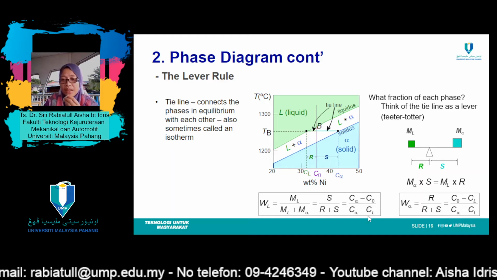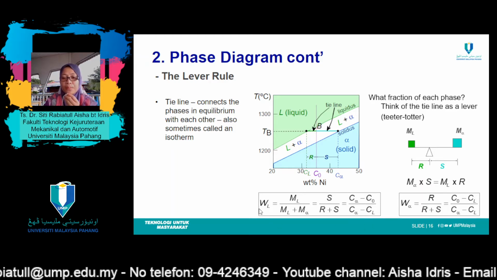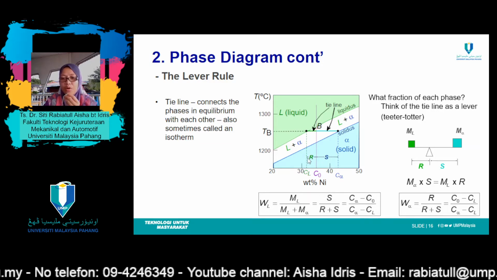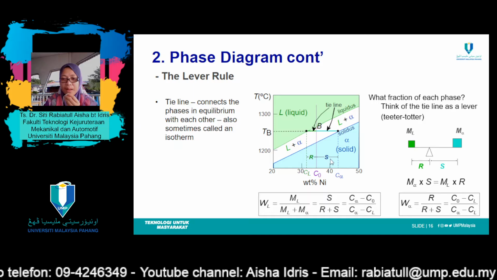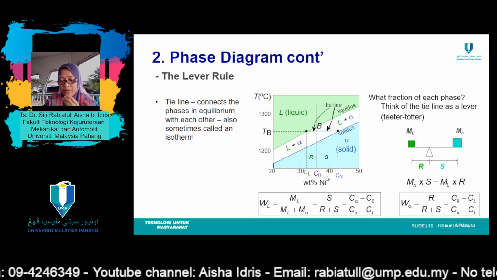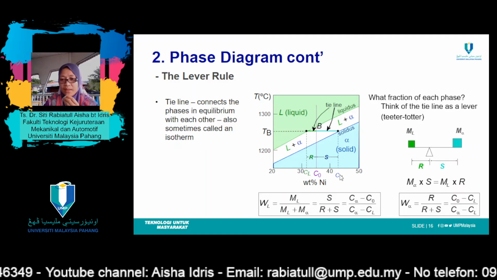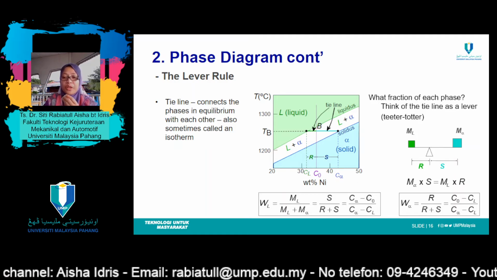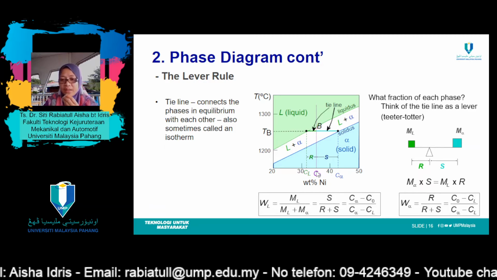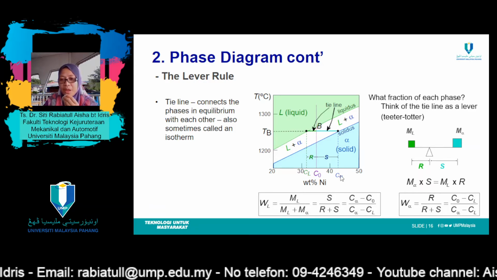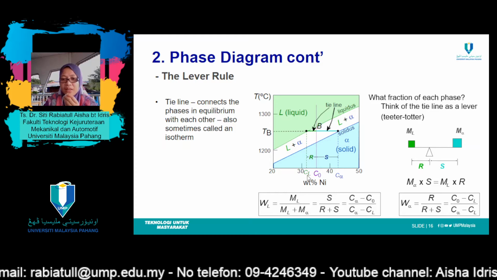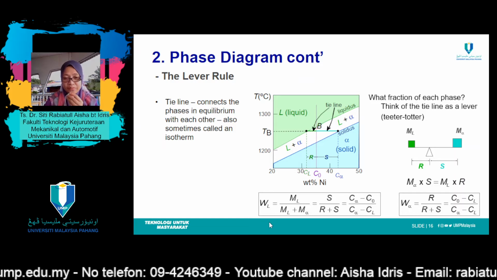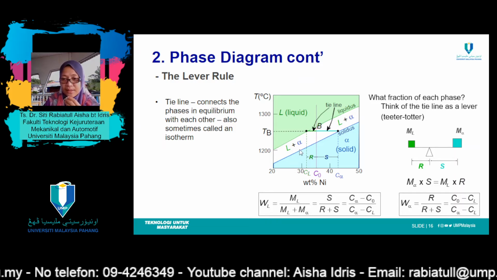And the formula is shown as follows. For example, for the liquid phase, S divided by R plus S. Or, I mean, if you're referring to the x-axis, with C alpha as the composition of the solid, it is C alpha minus C naught divided by C alpha minus C liquid. So you should be able to get the weight percentage of the liquid phase in this area.